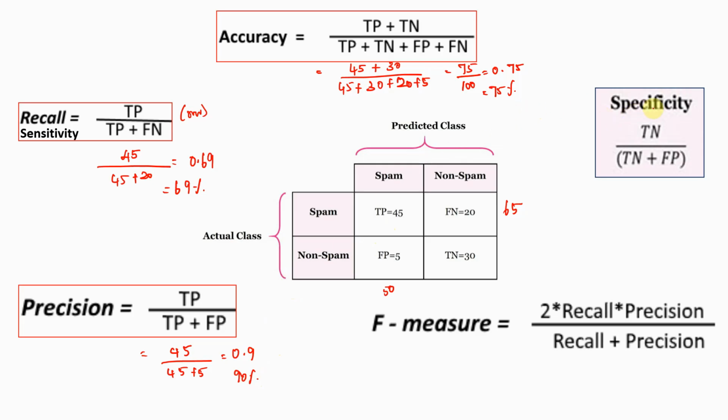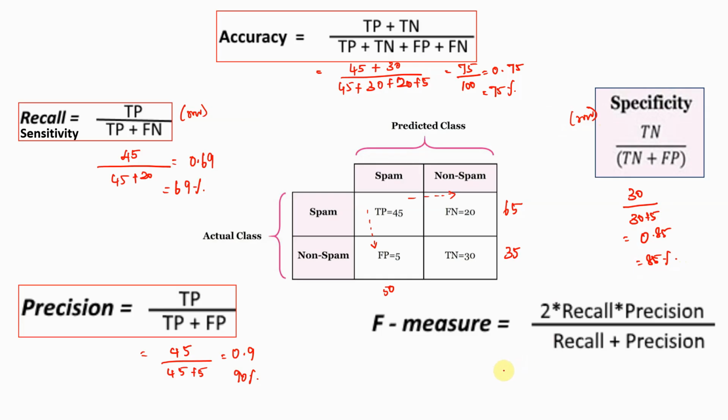Then negative, for that we have the specificity. So this thing you can just remember as a column wise calculation and this is a row wise calculation. And specificity will be concentrating on the negative sample, that is the non-spam class. Out of the actual non-spam, how many are correctly classified? So 30 divided by 30 plus 5, which will lead to 0.85, that is 85 percent. So this is negative with row wise.